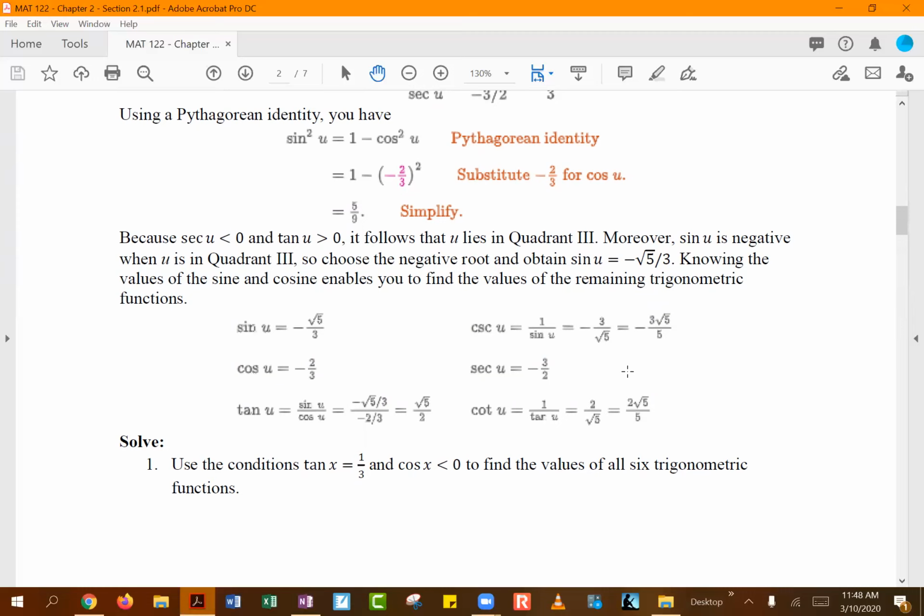So using that same concept, like I said, this is something we have already done previously, but we're kind of bringing those concepts back again. So they're telling us tangent of x is 1 over 3. Cosine of x is a negative value. So what will that come out to be for our other functions based on that? So let's take a look at this example here.